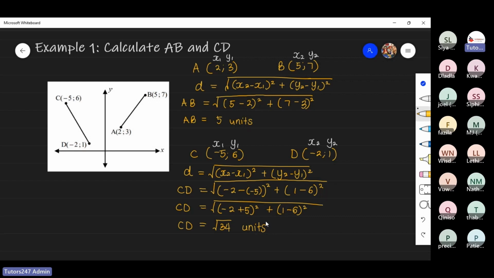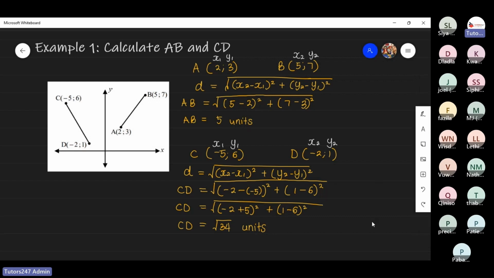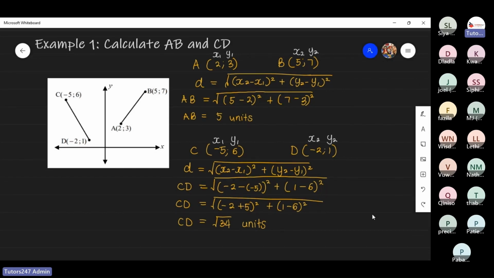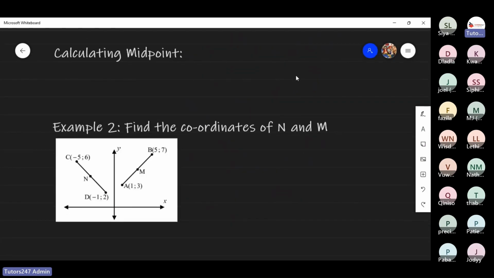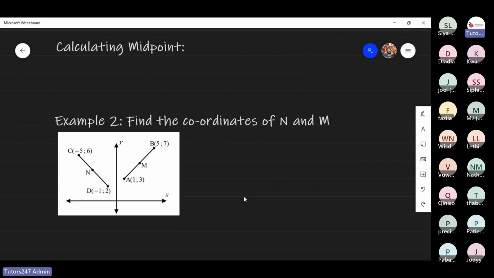So let us move on to the next part. So that was calculating distance. Our next part is to calculate midpoint. Now, midpoint refers to the center point between two coordinates or 2 points. So let's do an example.